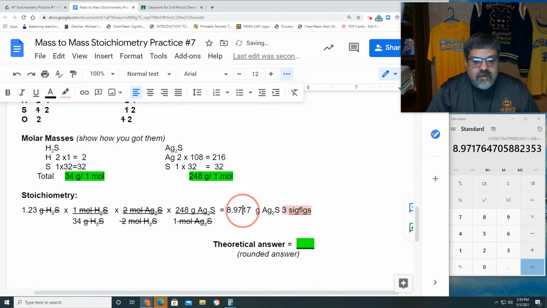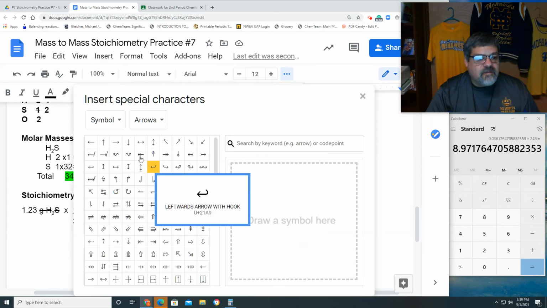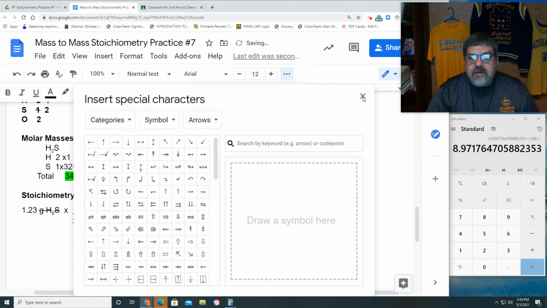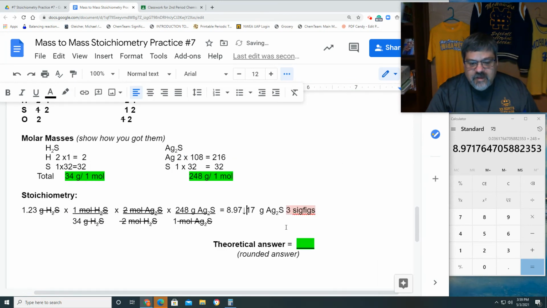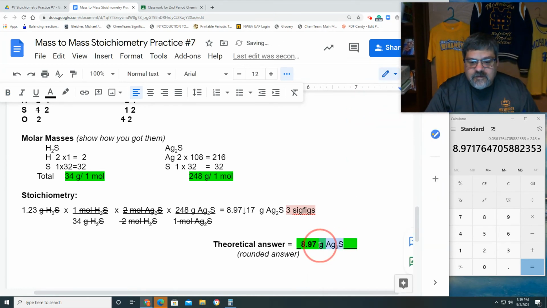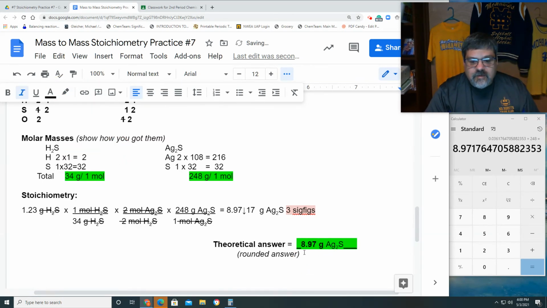And then we go over to our 3 right here, and right there is where we're going to do our rounding. So we're going to put a special characteristic there. And at that number right there, it looks like we're going to round down. So we're just going to drop that off. So our answer is just going to be everything after this right here. So that's going to be 8.97 grams of silver sulfide. And we'll just go ahead and make sure that we have that highlighted. So there's our answer right there, rounded to the correct number of significant figures.